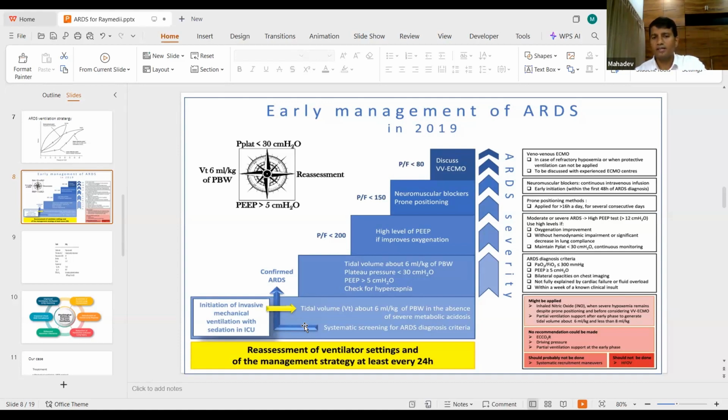So check for hypercarbia if there is any. Most of the times when we start ventilating, there can be initial hypercarbia. We'll talk about accepting this hypercarbia, that is called permissive hypercarbia. So if the PaO2/FiO2 ratio is less than 200, as I told you, you go up on the PEEP to see whether the oxygenation can be improved and the PF ratio can be better maintained.